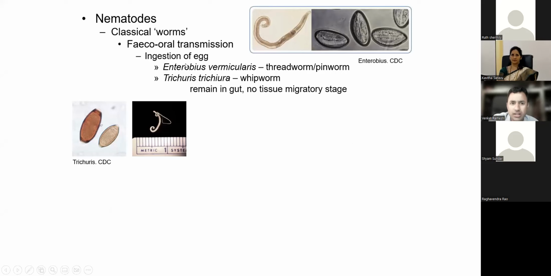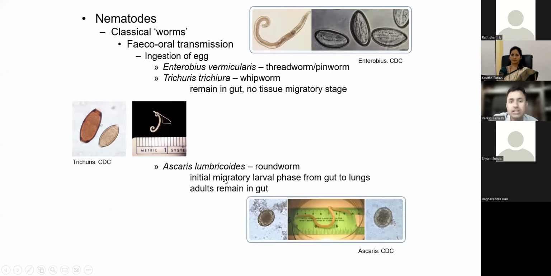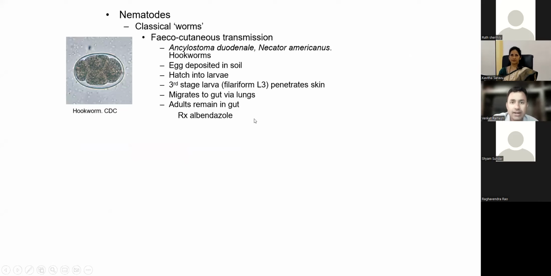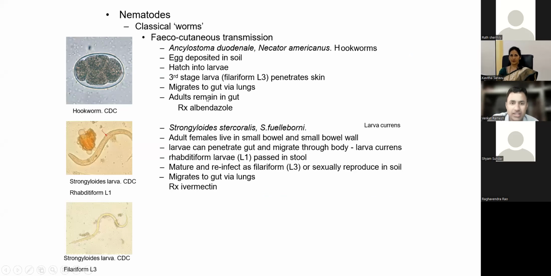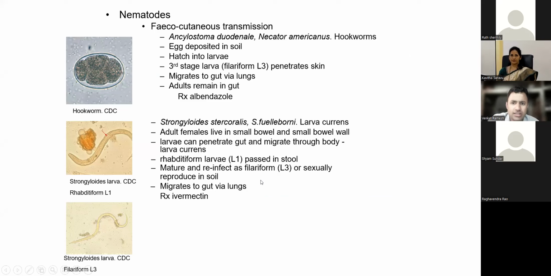So just remember that the fecal-oral transmission is for Trichuris, which is a whipworm which remains in the gut. There is no tissue migratory stage, and you can see that here. I think the next presentation will be dedicated to the diagnostics. Ascaris lumbricoides, the roundworm, has an initial migratory larval phase from the gut to the lungs. The adult remains in the gut, and you can see the egg of Ascaris lumbricoides. And fecocutaneous transmission is for the hookworms, and that is the egg seen. And strongyloides, we have already discussed.